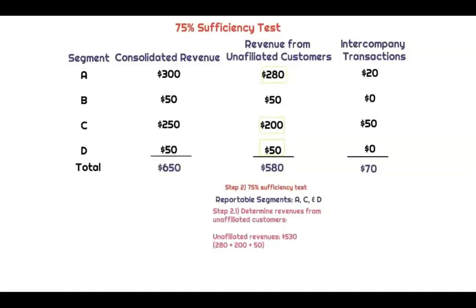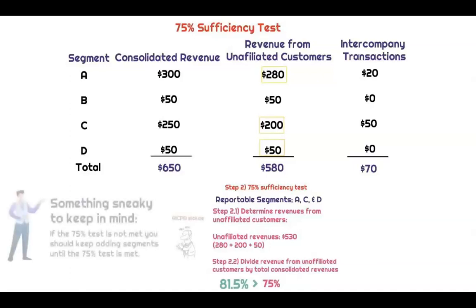We know that our total revenues from unaffiliated customers was $580, but our total revenues from reportable segments from unaffiliated customers amounted to $530. What we now need to determine is if $530 makes up at least 75% of the total consolidated revenues. So we're going to divide the 530 by the 650, which gives us 81.5%. That tells us that yes, indeed, the total revenue from unaffiliated customers from reportable segments does exceed 75% of total consolidated revenues from all segments.